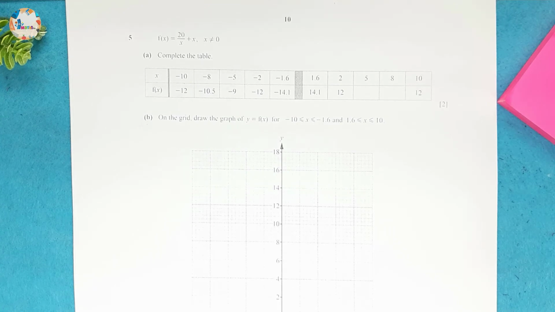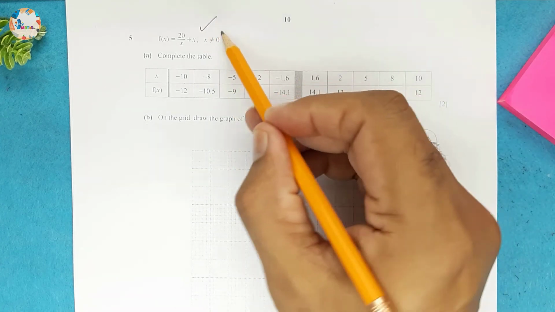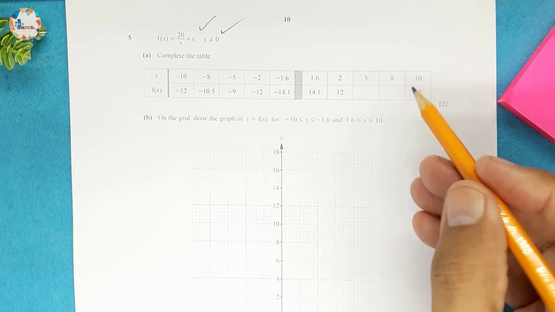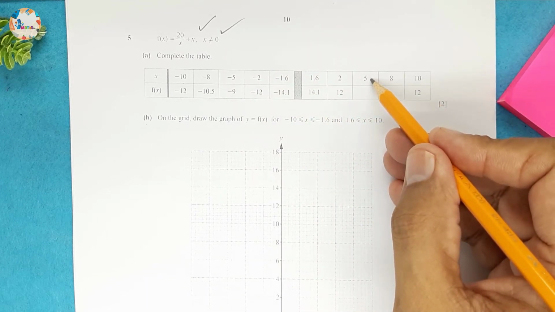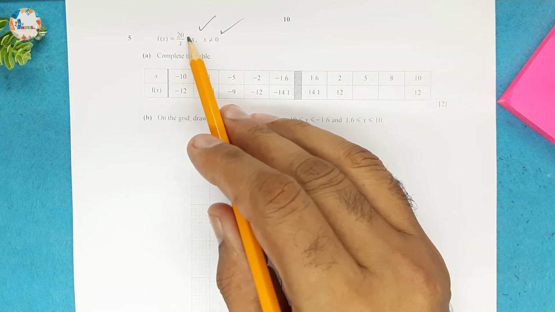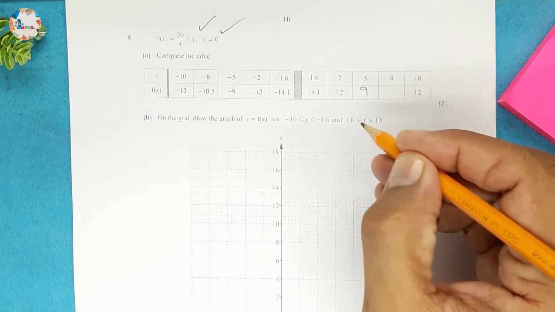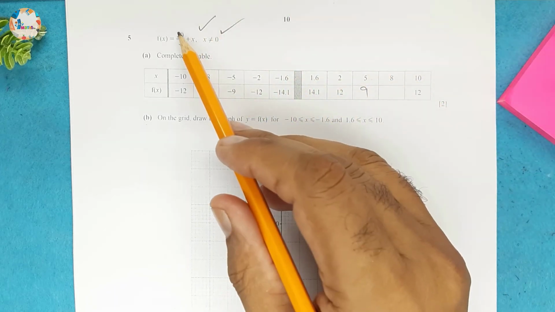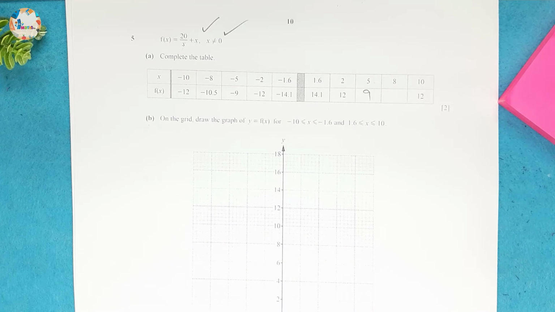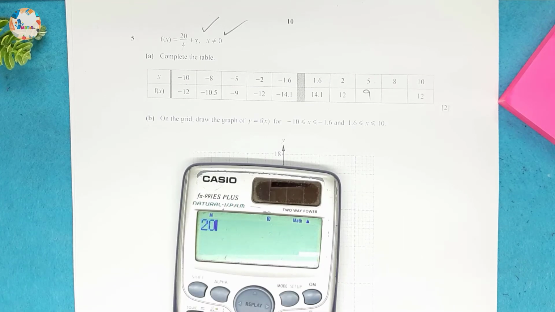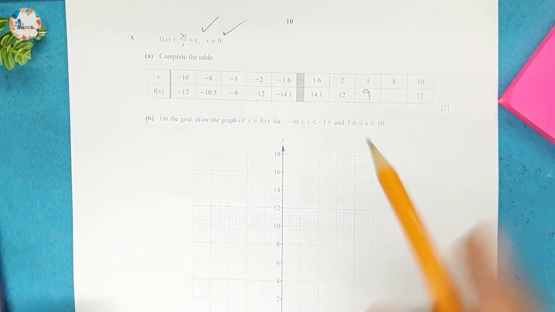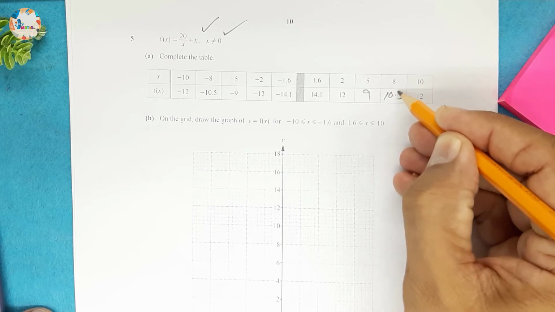Now question number 5, f of x is provided, x is not equal to 0. Complete the table. So we'll have to replace the value of 5. If we replace here 5, we'll get 4 plus 5, which is 9. So this will be 9, and if we replace the value as 8, this will be 20 over 8 plus 8. So 20 over 8 plus 8 will be equal to 10.5. So here we will get 10.5.